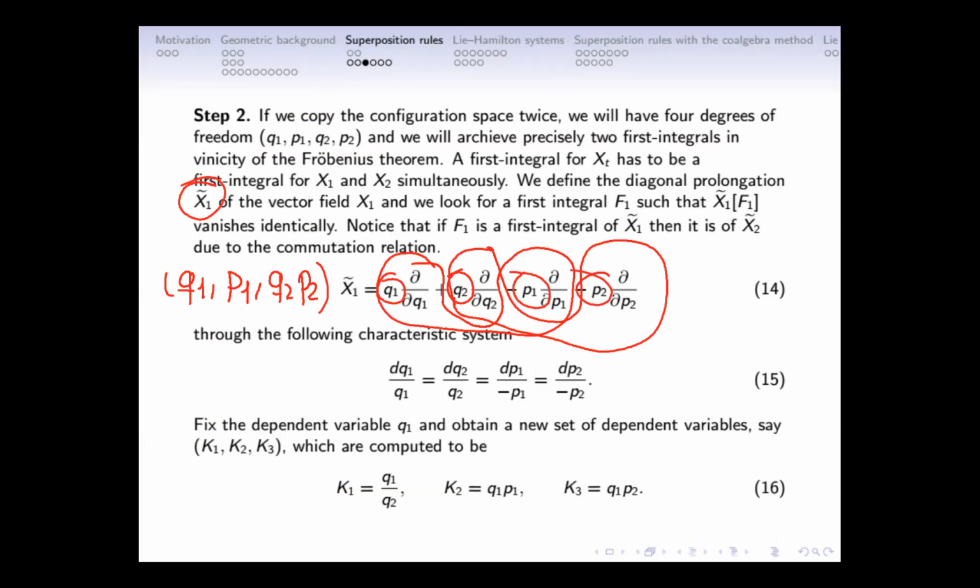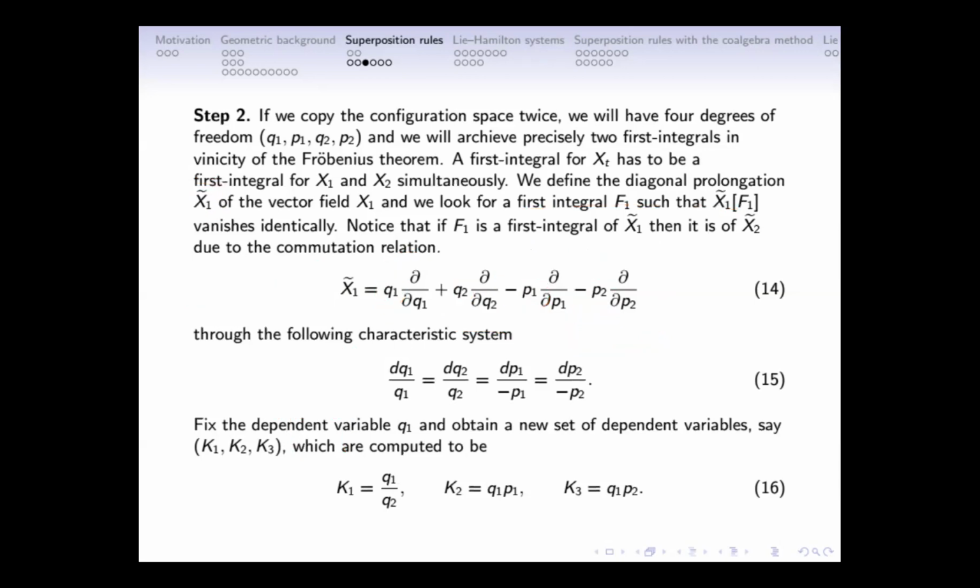Okay, and I have to integrate this and find a first integral. And of course, this first integral has to be a first integral of x2 as well, because it has to be a first integral for xp, and xp is the linear combination of both. So if I want it to be a first integral of the prolongation, it has to be a first integral of x1, and it has to be a first integral of x2. So that's what I'm going to compute.